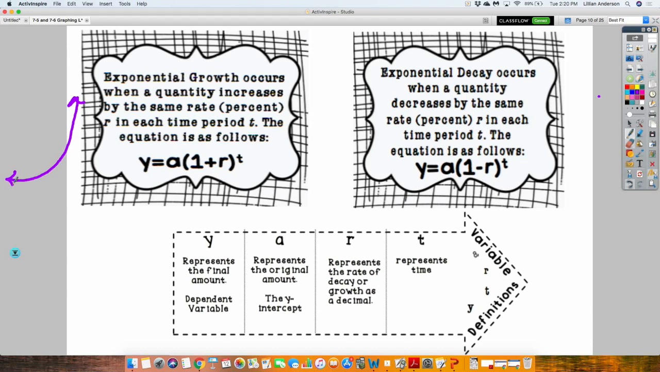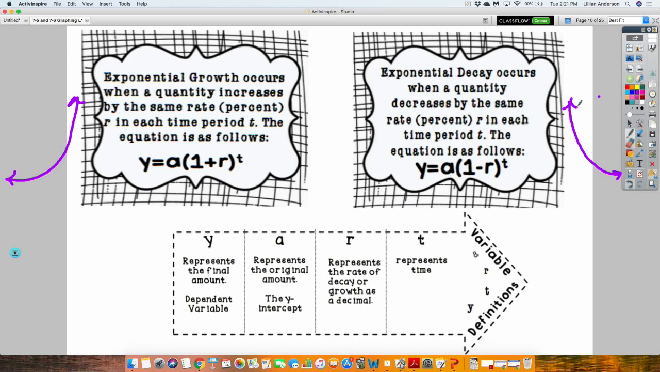Then you have exponential decay, which occurs when a quantity decreases by a certain rate over time, okay? So certain things that can model exponential decay would be car value. Trying to think of another example of exponential decay. Population of an endangered species, for example. Those are all examples of exponential growth and exponential decay. Everybody understand the difference between the two? We've graphed these. Growth is going up, decay is going down.